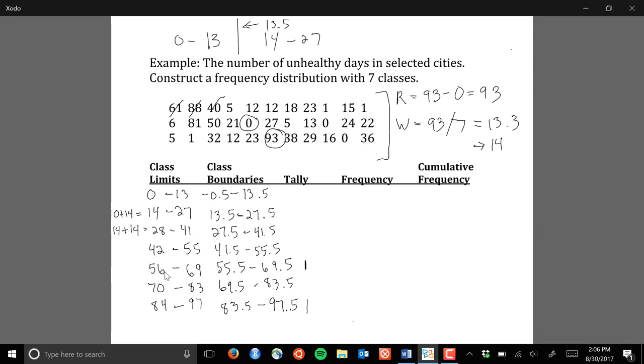40 is going to be in this class right here, so I put a tally mark right there. 5 is in this group right here. 12 is going to be in the first class again. And so I start doing all these tallies, and I'm going to do that for every single observation. Once I do that, I'm going to add up the number of tallies in each class. I would find that the number of observations in the first class is 14. The number of observations in the second class is going to be 9. The number of observations in the third class is going to be 5. Then I have 1, 1, and 1 in the next 3 classes, and the last class is going to have 2 observations.